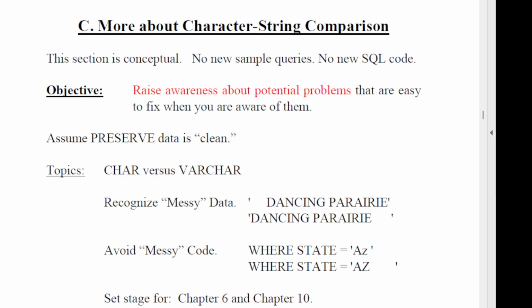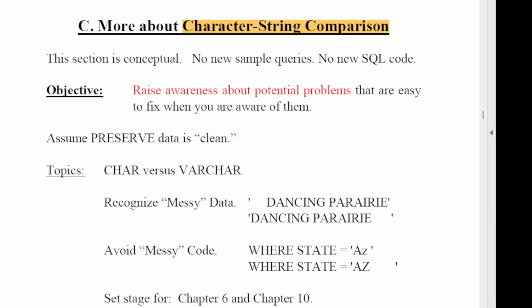Now, moving on to section C. I want to talk more about character string comparison. The examples we saw in the preceding sample query were quite straightforward. They work all the time on all systems. But here we want to address some concepts. There'll be no new sample queries, no new SQL code, and I want to raise awareness about potential problems that are easy to fix once you're aware of the problem, okay? And it's not going to be difficult to be aware of these problems.